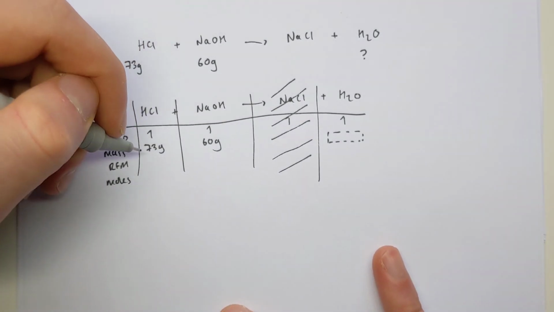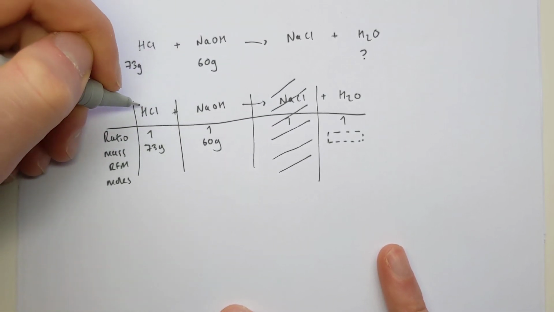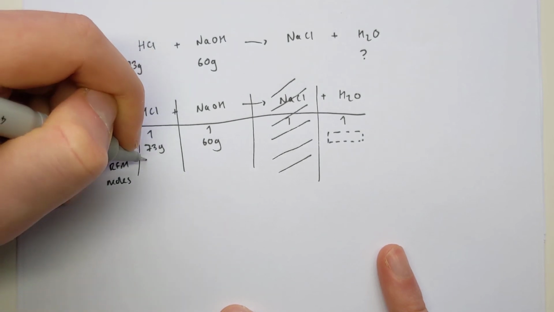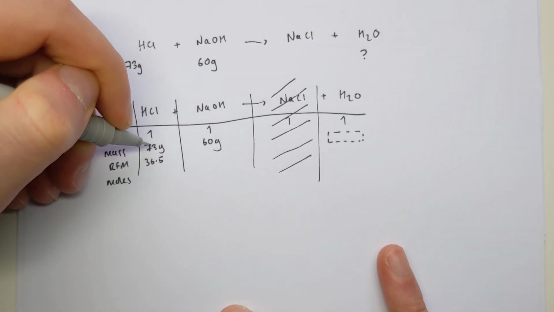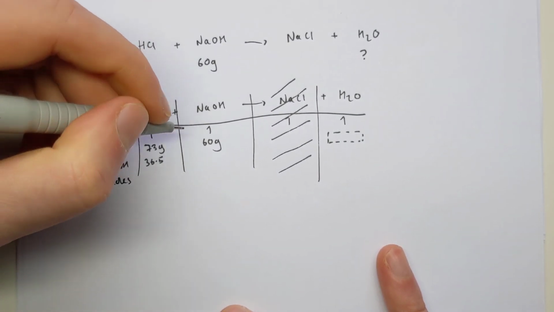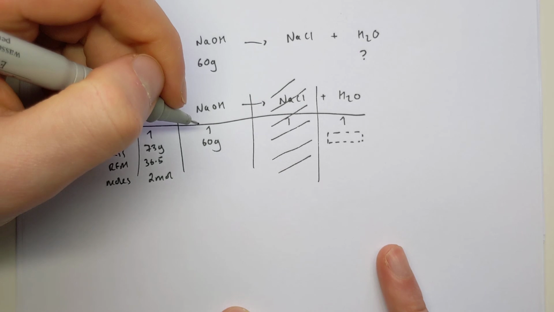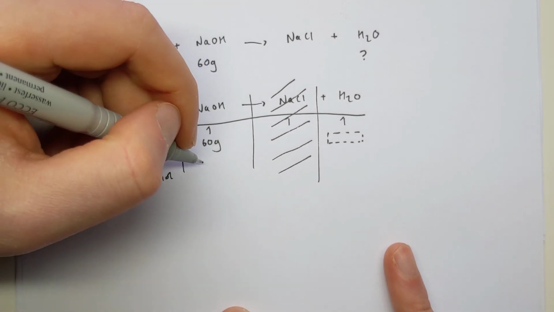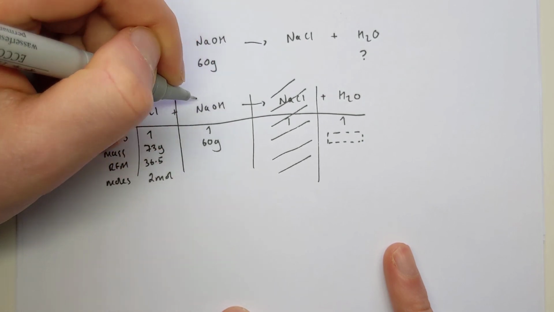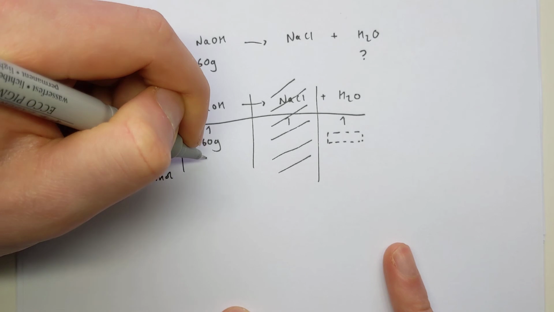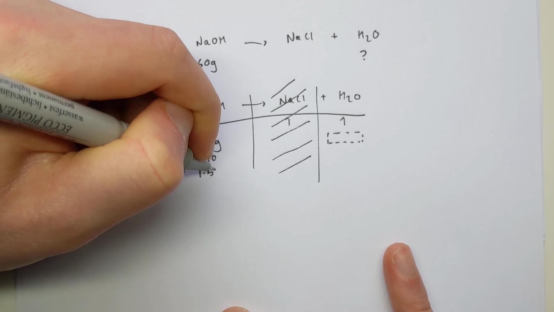So for HCl, to turn that into moles, I need its RFM, because moles equals mass over RFM. RFM is 1 for the hydrogen, 35.5 for the chlorine, so 36.5. So to work out the moles, I need to do mass over RFM, 73 over 36.5, which is just 2 moles. Same thing for sodium hydroxide. 60 grams of it needs RFM to work out into moles, and 23 for sodium, 16 for oxygen, 1 for hydrogen. Remember, that's all off your periodic table, the mass numbers. Gives you an RFM of 40. So moles is 60 divided by 40, which gives you 1.5 moles.